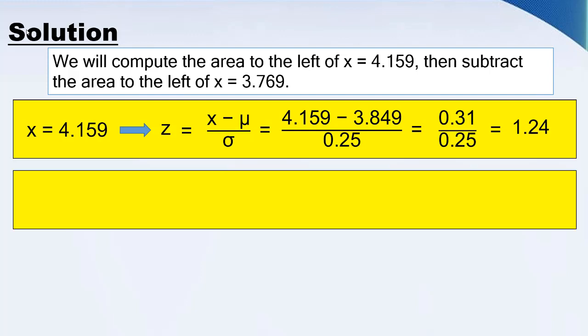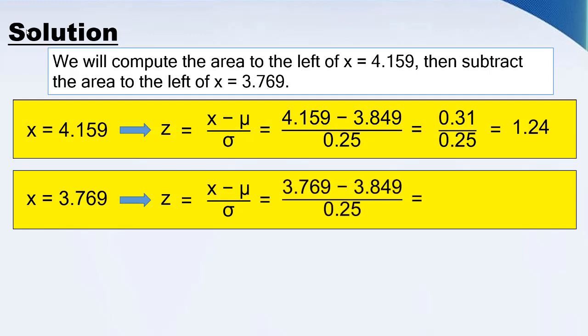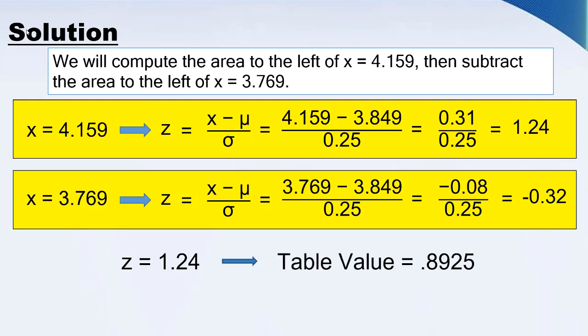For the second x value, x equals 3.769, the z-score formula doesn't change, but when we plug in the numbers, we get 3.769 minus 3.849 over 0.25. When we subtract, we get negative 0.08 divided by 0.25, which is negative 0.32. So we're going to start with our z-score of 1.24 and find the table value for that. So we look up 1.2 in the rows and 0.04 across the top, and the table value will be 0.8925.